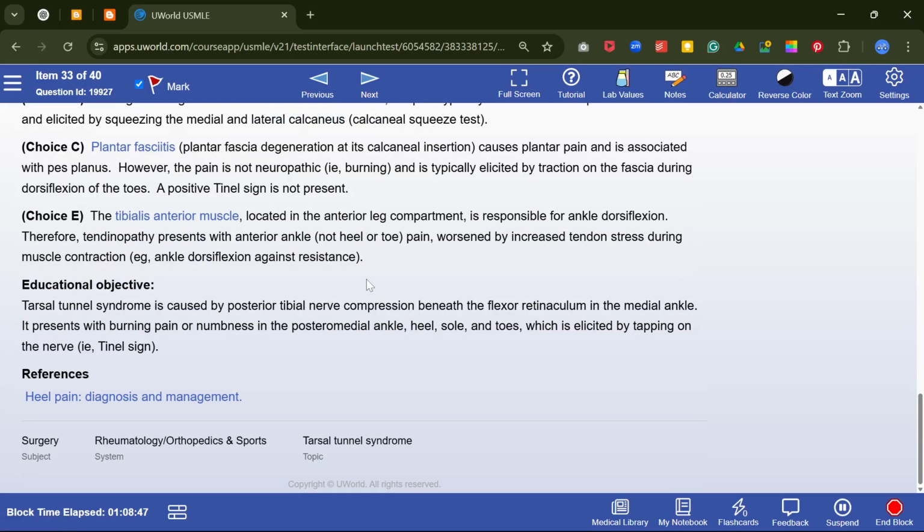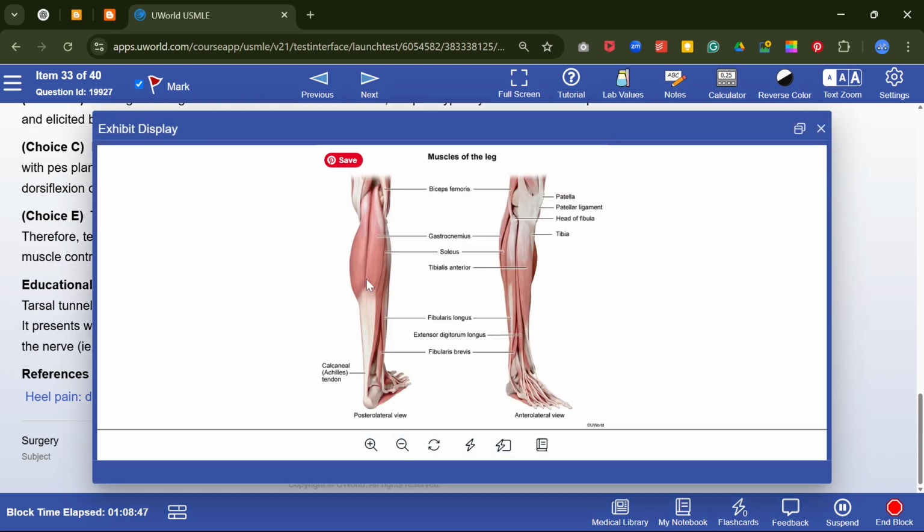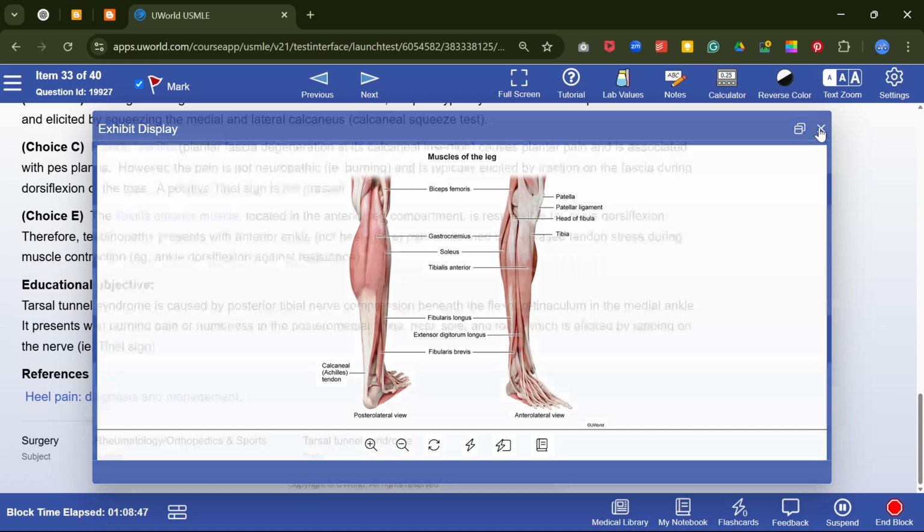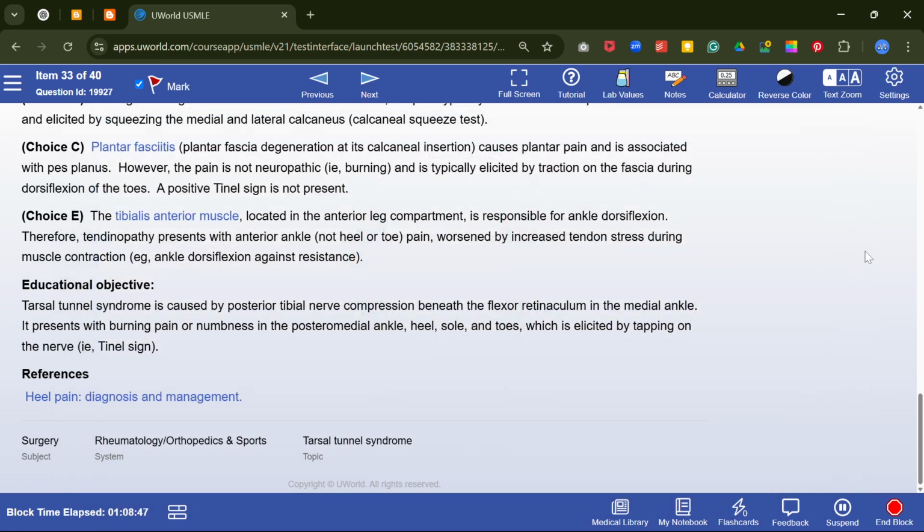The tibialis anterior muscle is located in the anterior leg compartment, which is responsible for ankle dorsiflexion. Therefore tendinopathy presents with anterior ankle pain worsened by increased tendon stress during muscle contraction, such as ankle dorsiflexion against resistance.